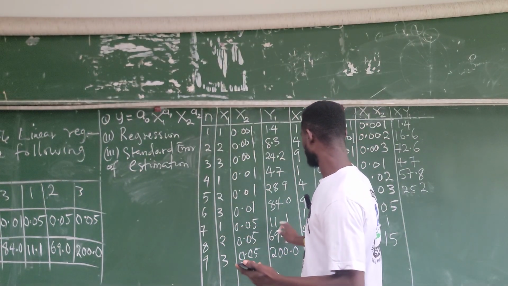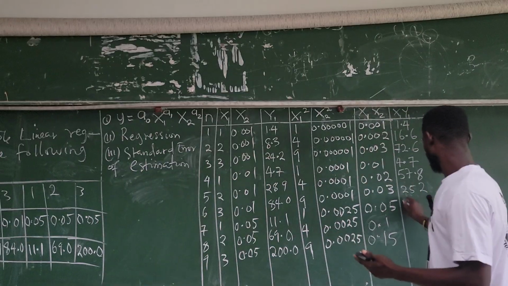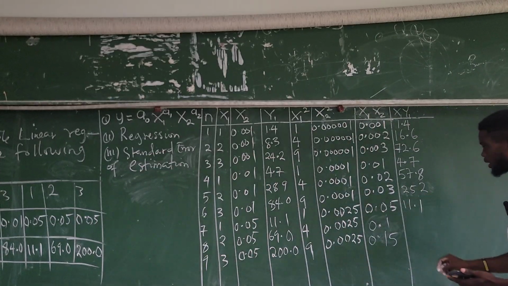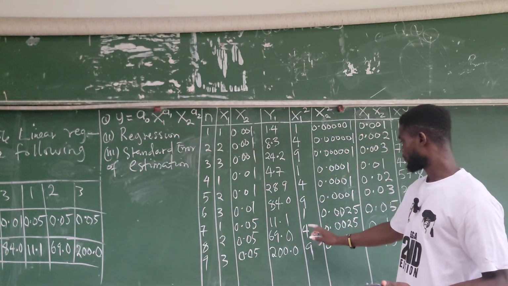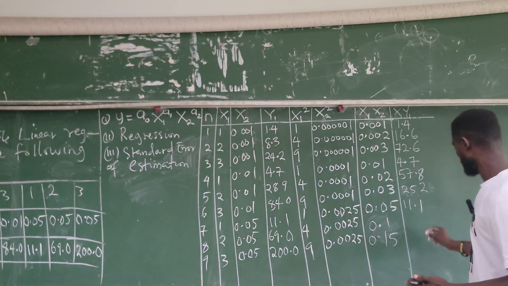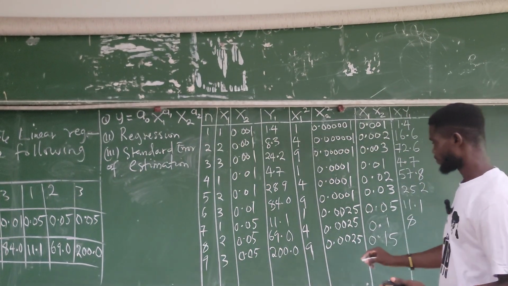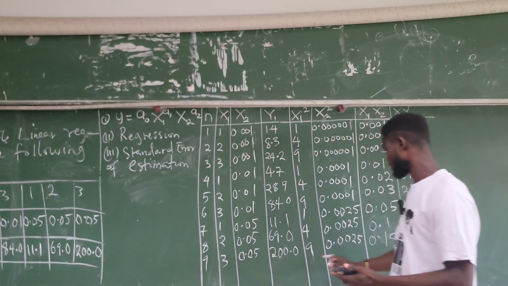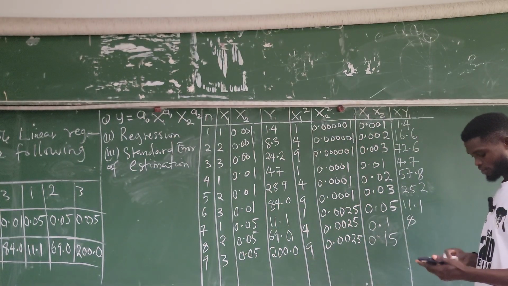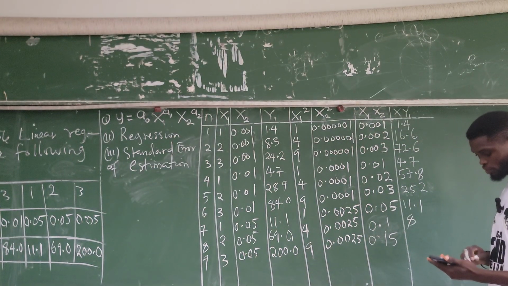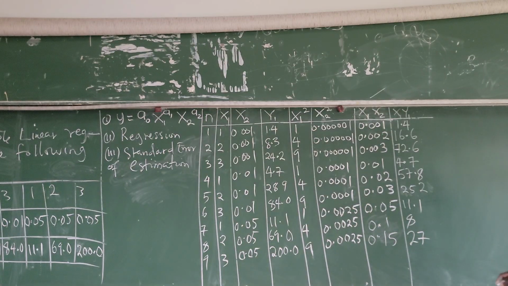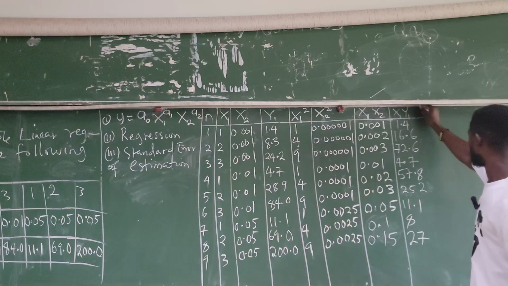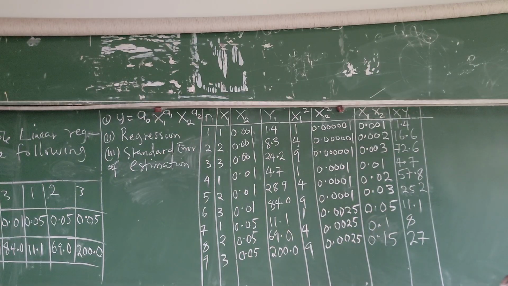1 times 11.1. That will give us 11.1. Then we have 2 times 4. That will give us 8. We have 3 times 9. That will give us 27. 3 times 9 is 27.